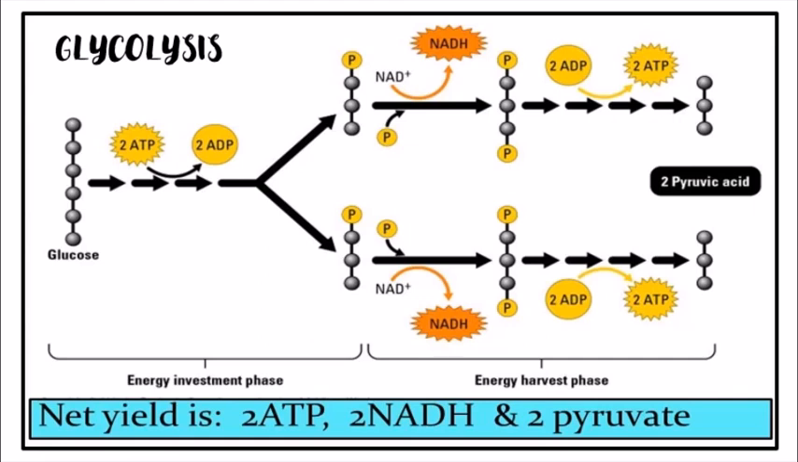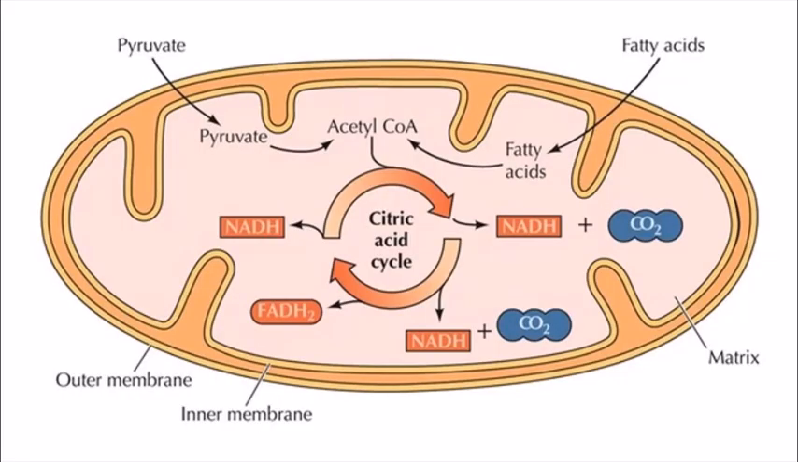Then the pyruvic acid which is formed is again converted to acetyl coenzyme A, and during this conversion we get 2 molecules of NADH2 and 2 carbon dioxide molecules. So indirectly we are getting NADH2 and ATP, and NADH2 can later on be converted to ATP. Now acetyl coenzyme A, which was produced in glycolysis, enters into the mitochondria.